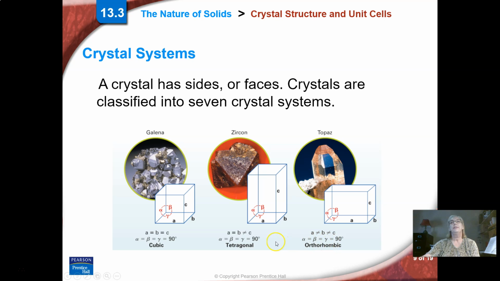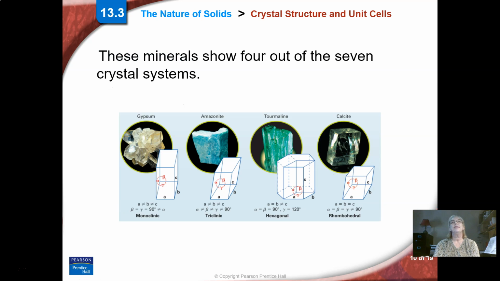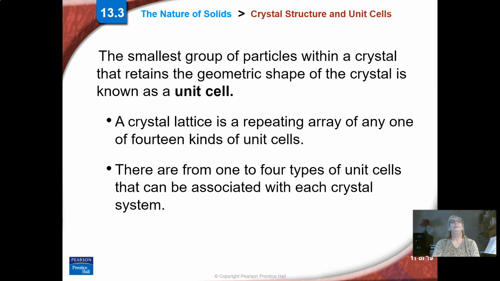All of these are telling me the angles that these faces meet at each other at each corner. There's 7 different kinds of crystals, and here's some more. Minerals and rocks have these shapes, and it's based on the particles and how they're stacking onto each other. The smallest group of particles within a crystal is called the unit cell. And we said there's different kinds of unit cells. I just showed you those.